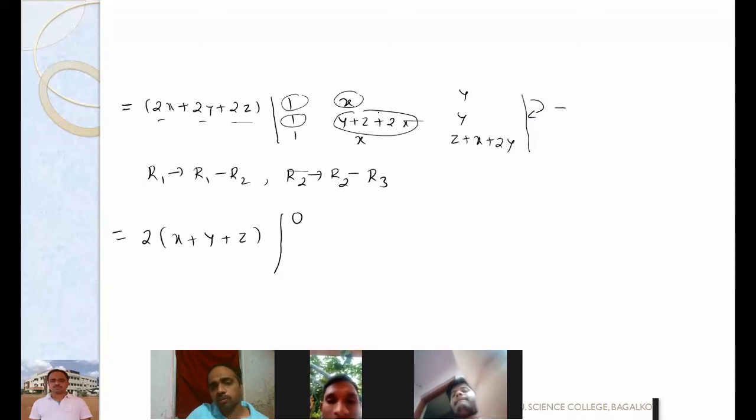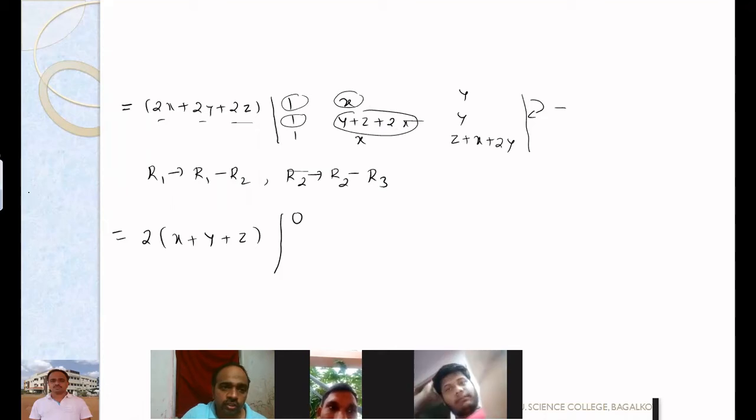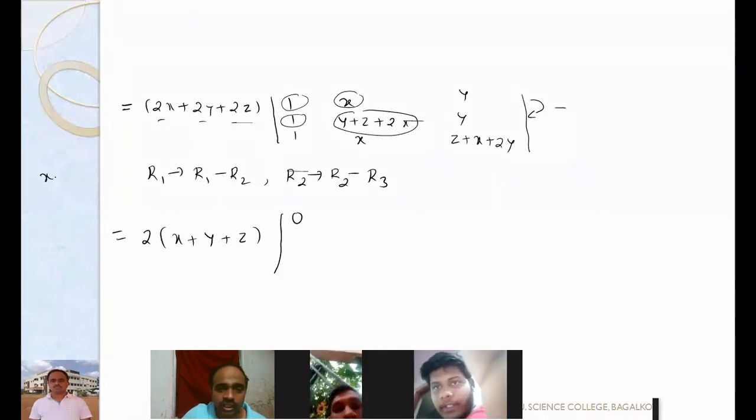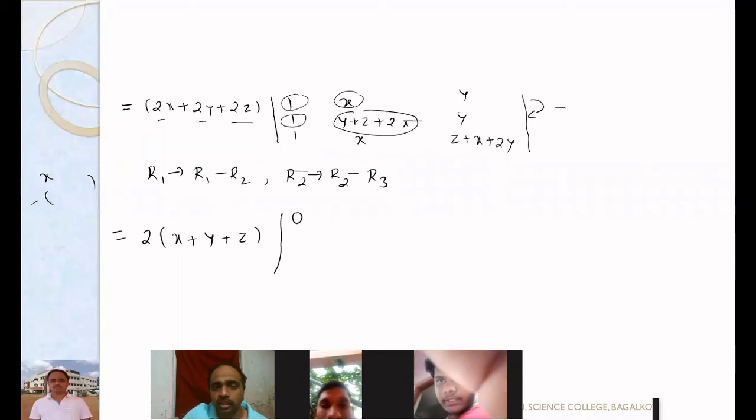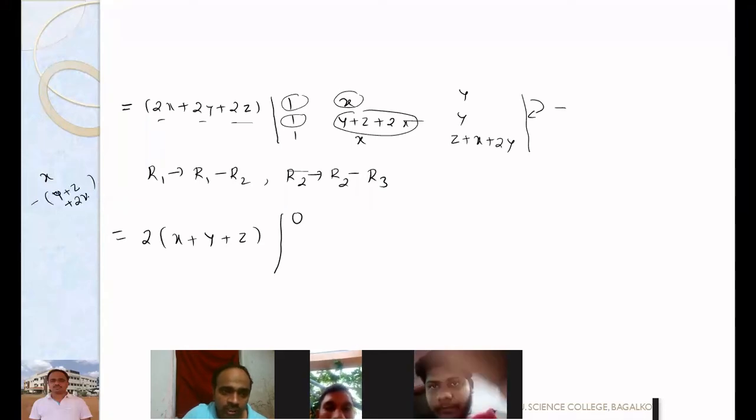Whenever I do R1 minus R2, R1 is x here. I'll write it in the margin. So first row is x. I'll write x, R1 minus of. Whenever there is minus, you have to put a bracket. So what is R2? Second row element. Second row element is y plus z plus 2x. In the margin I have written.